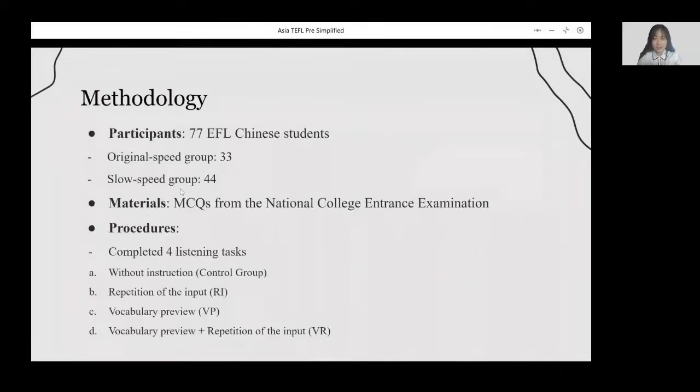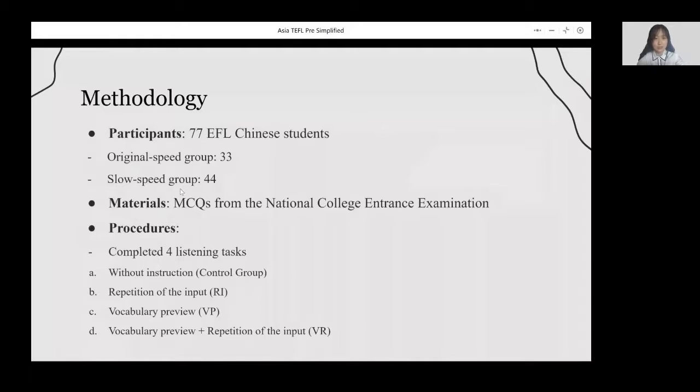We go to the methodology part. A total of 77 EFL Chinese students at the same English proficiency level joined this experiment. They were divided into two groups. Group 1 was provided English listening tasks in the original speech, and Group 2 was exposed to a slowed-down version. The listening materials were selected from the National College Entrance Exam, and they were all MC questions.